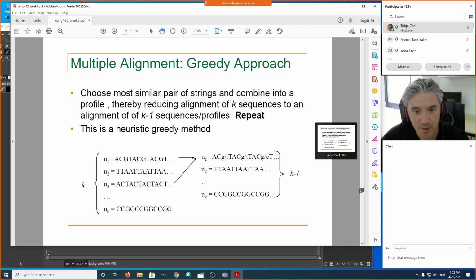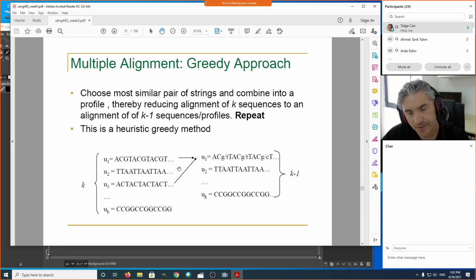In this greedy approach, we choose the most similar pair, a single pair at every iteration, align them and combine them into a single profile. Then this profile becomes part of the sequences. The two sequences themselves are deleted. They are now combined together as a single entity, and we continue doing this until only one sequence is left. This is similar to clustering methods we are going to see when we talk about microarray techniques. This is what is called agglomerative clustering.